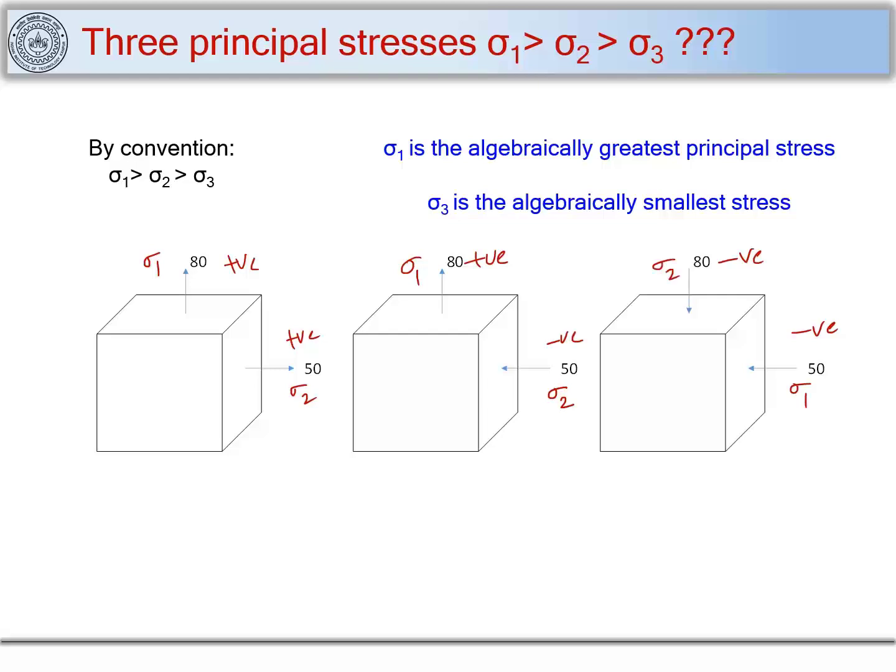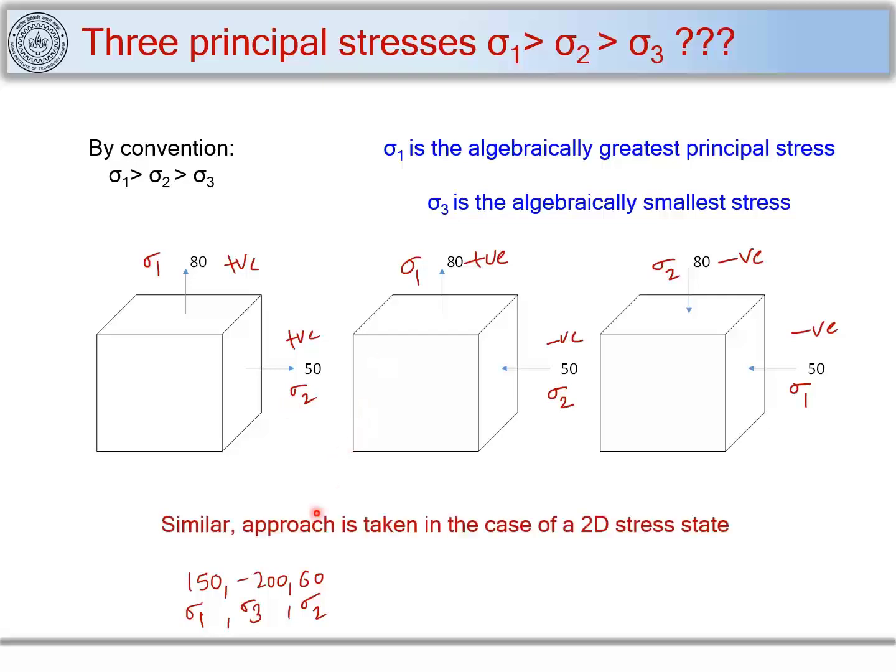So let's take one other example. Let's say I have three principal stresses: 150, minus 200 and 60. Which will be sigma 1? Sigma 1 will be algebraically highest, so this will be sigma 1. Sigma 3 is algebraically lowest, so this will become sigma 3 and this will become my sigma 2. A similar approach we use for our 2D stress state. Okay.